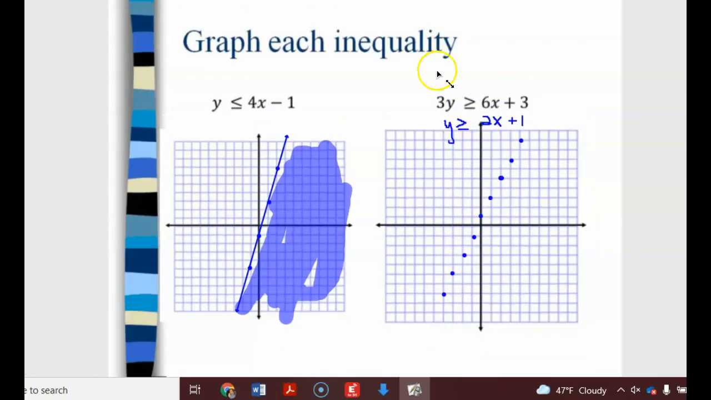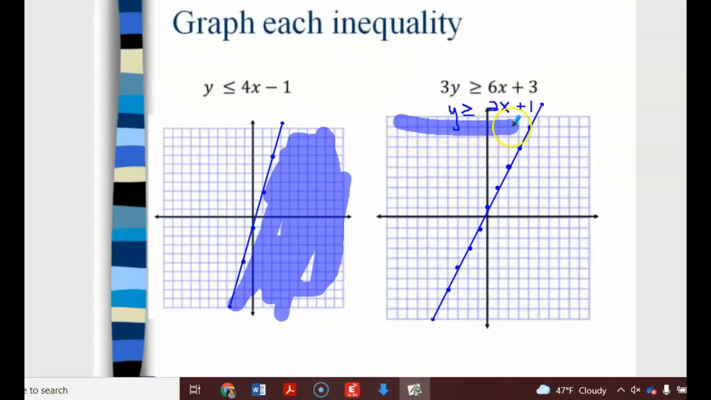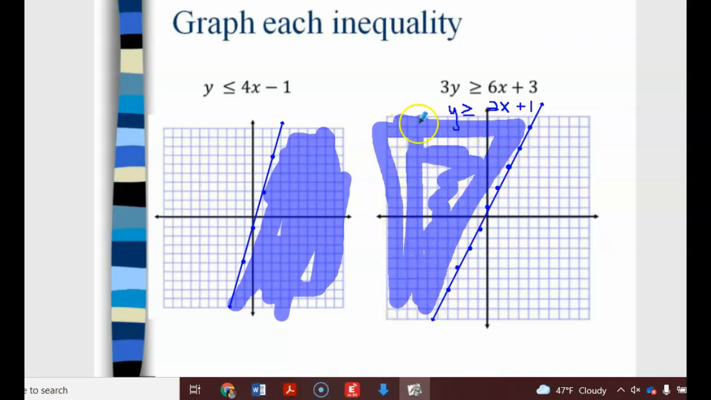And once again, my line is solid because it is greater than or equal to. So we connect each of those points with a solid line. Now my y values are greater. So where are the y values greater? The y values are greater above the line.